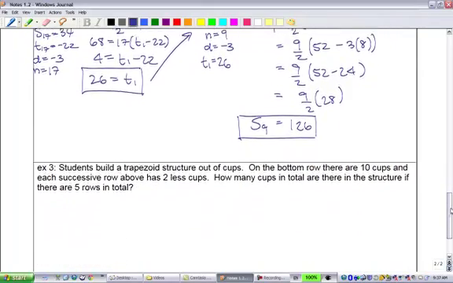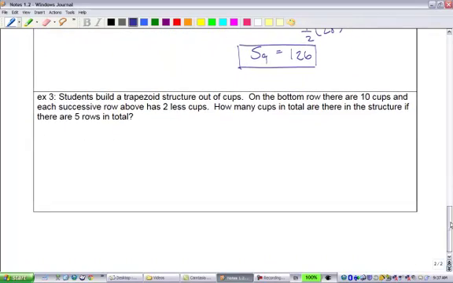Let's see what this looks like maybe in a word problem. Students build a trapezoid structure out of cups. On the bottom row there are 10 cups, and each successive row above has 2 less cups. How many cups in total are there in the structure if there are 5 rows in total? I do like the idea of picking off here some information. Bottom row has 10. Successive row has 2 less cups. How many cups in total?